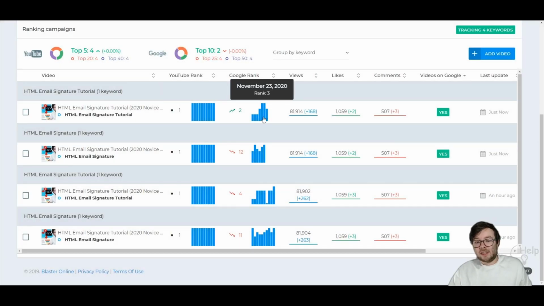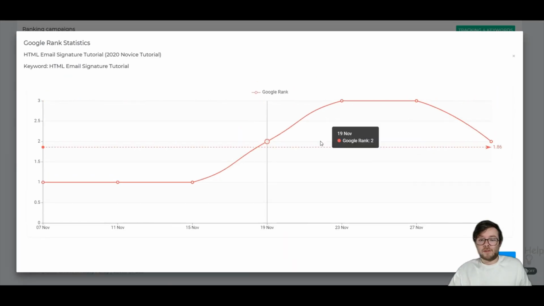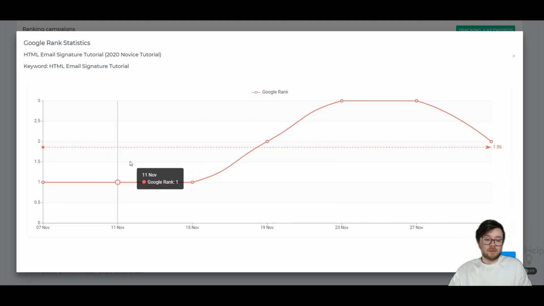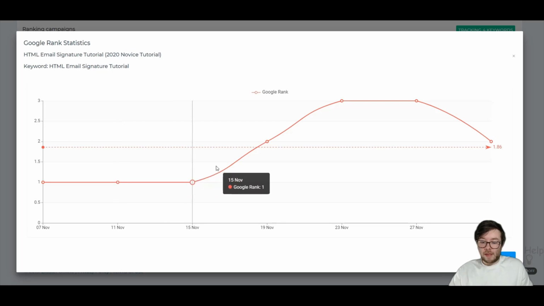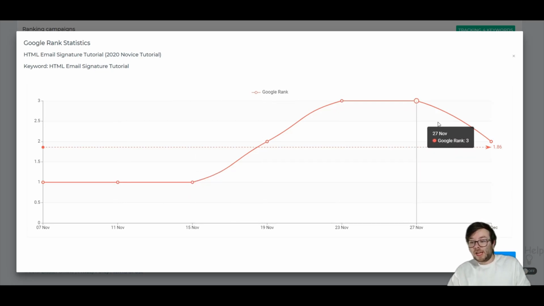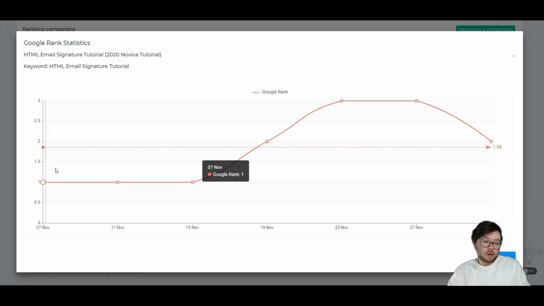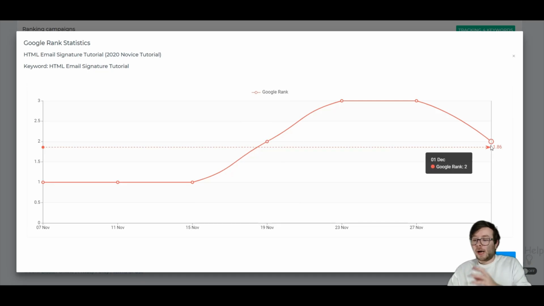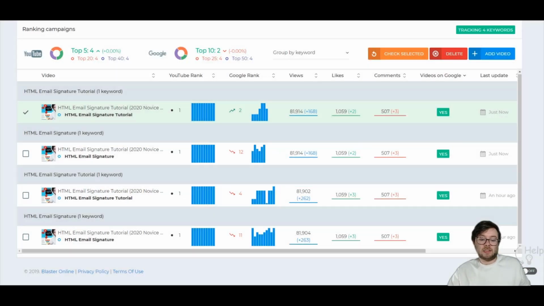And then if we click on the Google graph, you can see that I was ranking number one on Google, and then for some reason I dropped to number two, and then number three, and then I came back to number two. So something happened here that knocked me off from number one, but I'm now starting to climb back up, because as of today I'm number two for that search phrase.